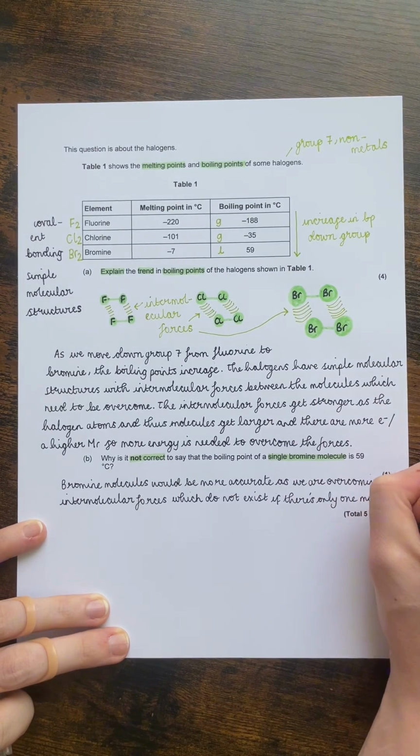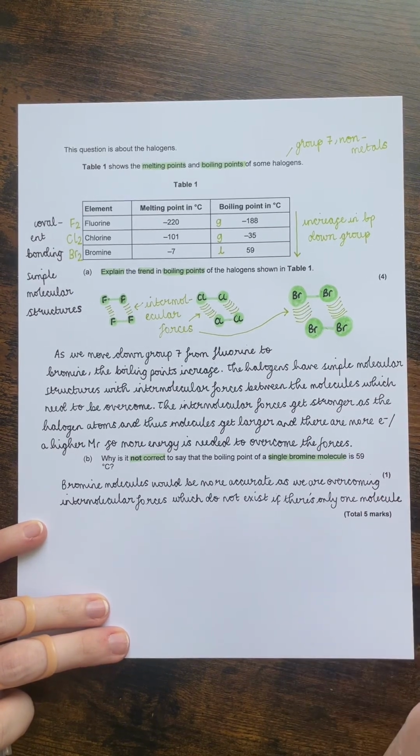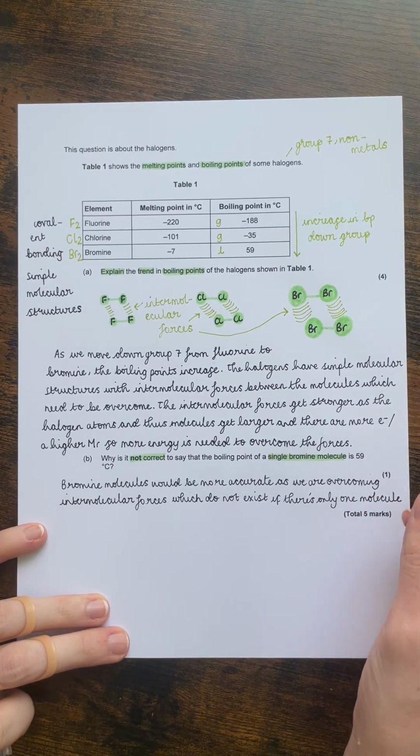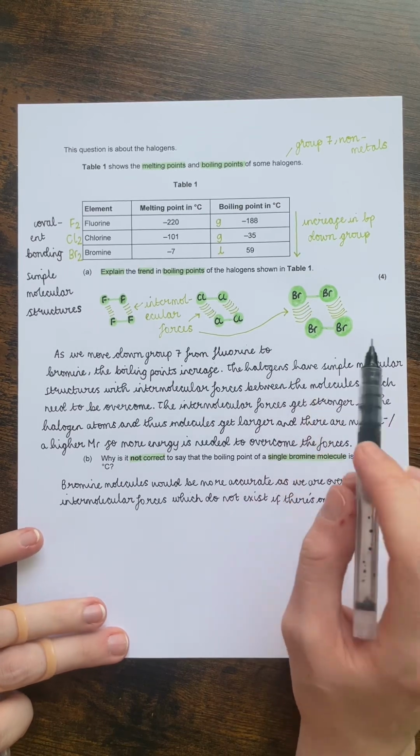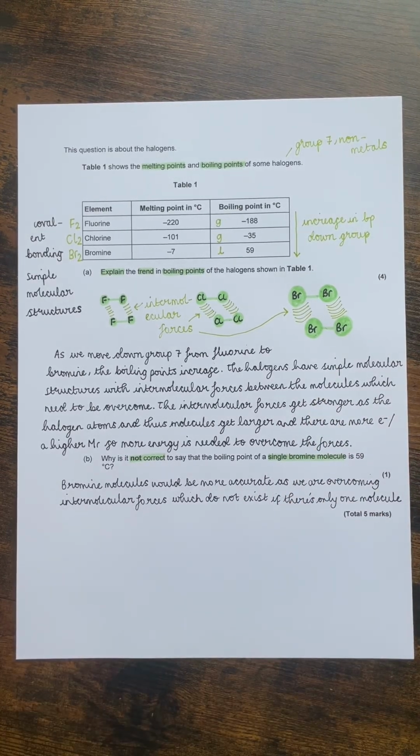Okay, so bromine molecules would be more accurate as we're overcoming intermolecular forces which do not exist if there's only one molecule. We're not breaking the covalent bonds, we're separating the molecules. If you only have one bromine molecule, you're not really giving an accurate depiction of what is going to happen at the boiling point. So that was quite an interesting one.